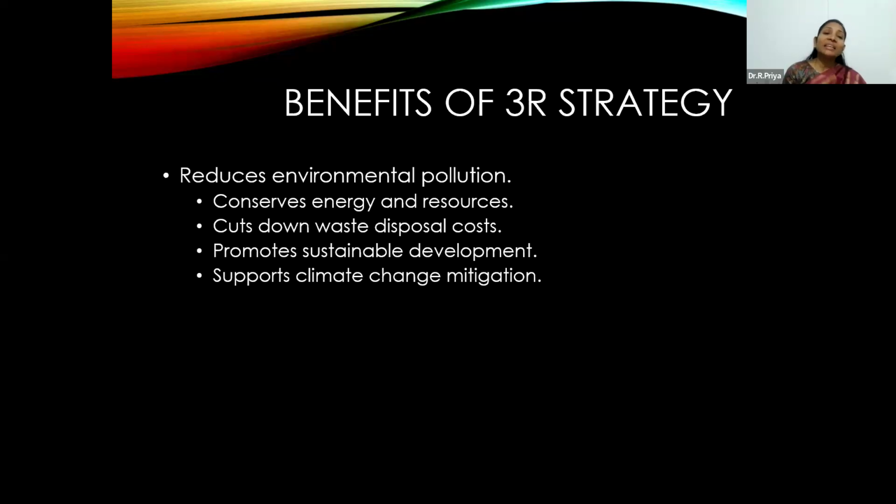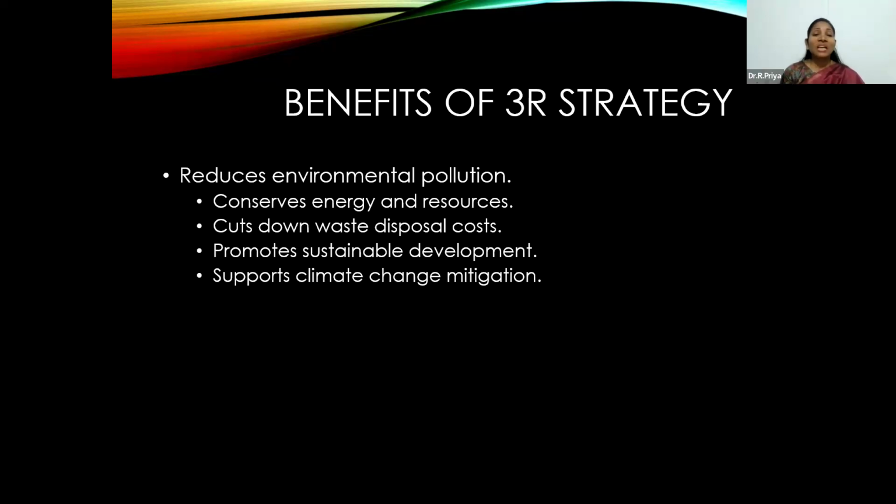The second, it conserves energy and natural resources. Recycling materials like paper, plastic, metal, glass requires much less energy compared to producing them from raw materials. So reuse and reduce also decrease the need for mining, deforestation, and fuel consumption, especially helping to preserve the natural resources for future generations.